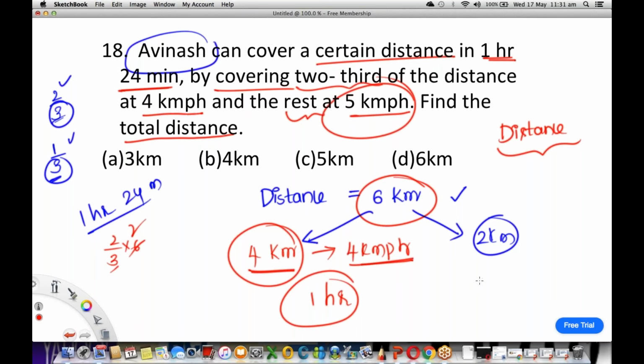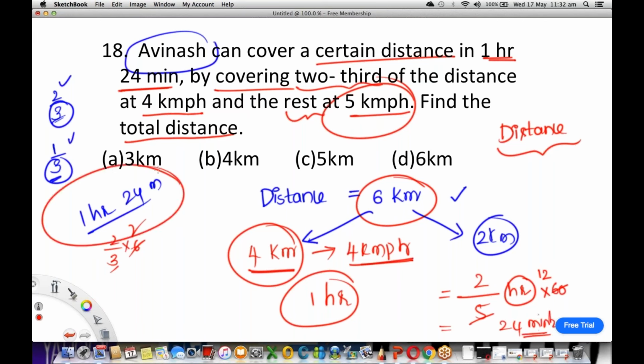If he traveled 2 kilometers with a speed of 5 kilometers per hour, distance by speed will give my time. So that is nothing but 2 by 5 hours. 2 by 5 hours can be written as 2 by 5 into 60 minutes. 5 twelves, 12 into 2 is nothing but 24. So it will take 24 minutes for him. So is it taking 1 hour 24 minutes overall? Yes, obviously it's taking 1 hour 24 minutes. So I can fix my answer choice: option D is correct.